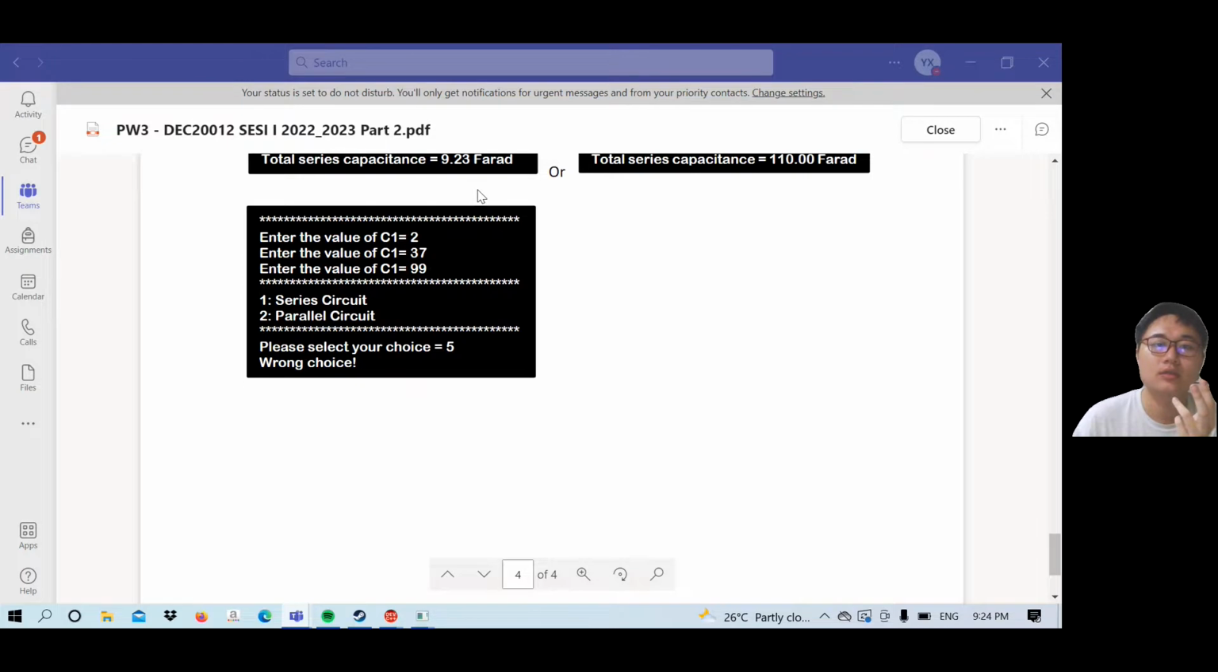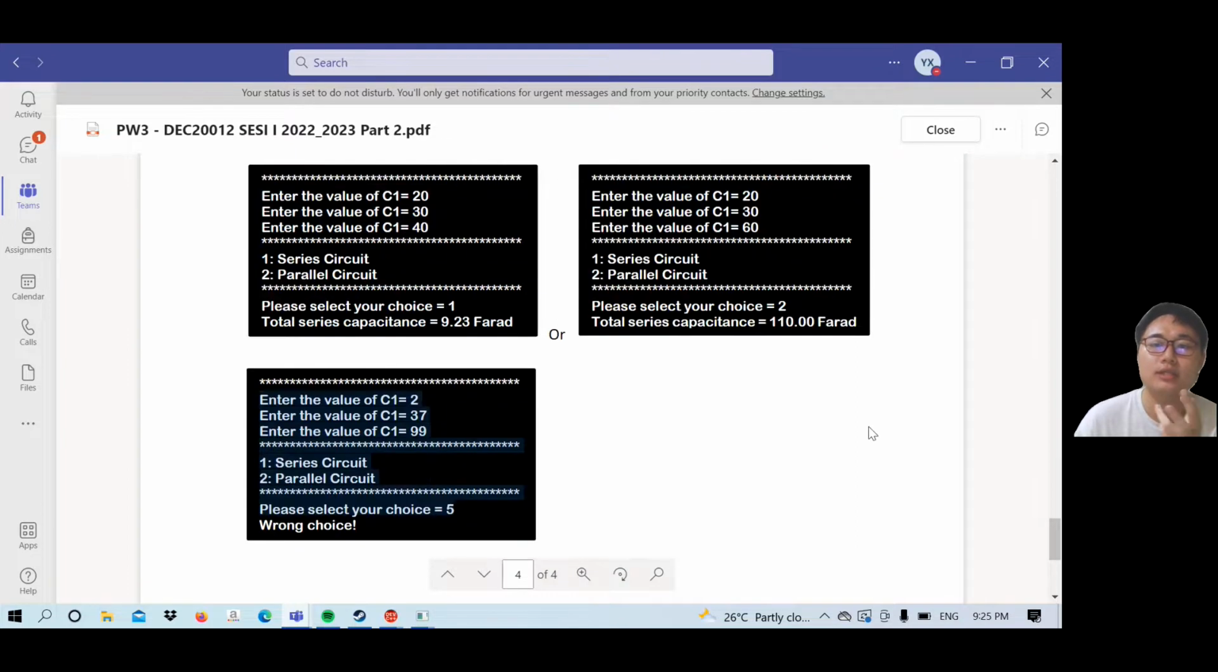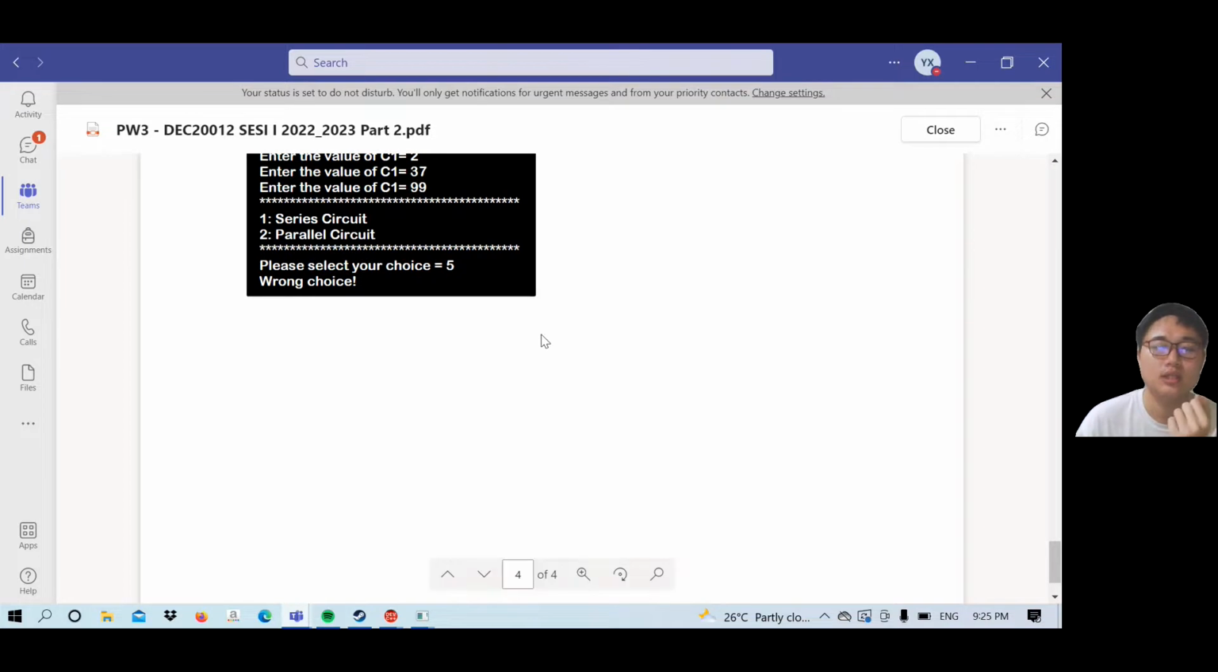To get the total capacitance of 9.23 farad in the series circuit, 110 farad in the parallel circuit, and a wrong choice for number 5, in this question I have to use the switch case statement.